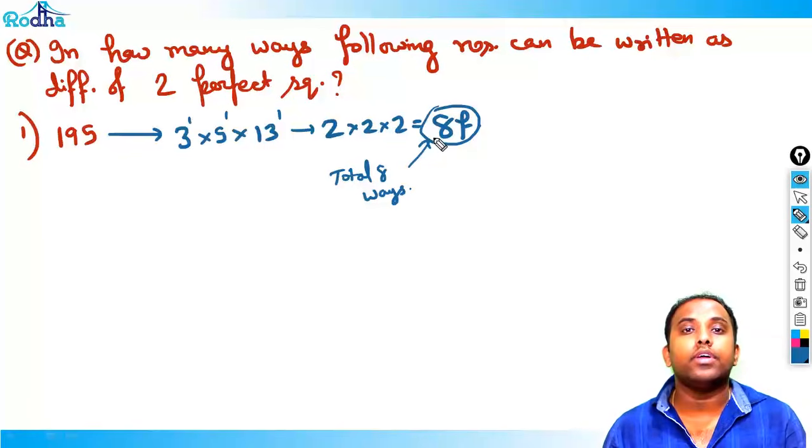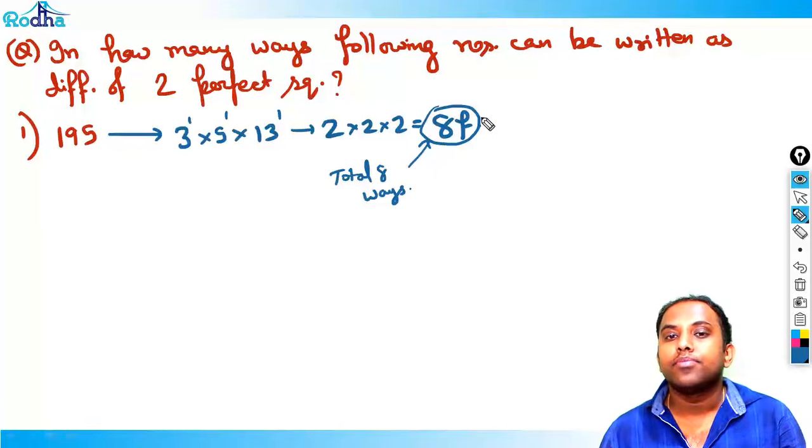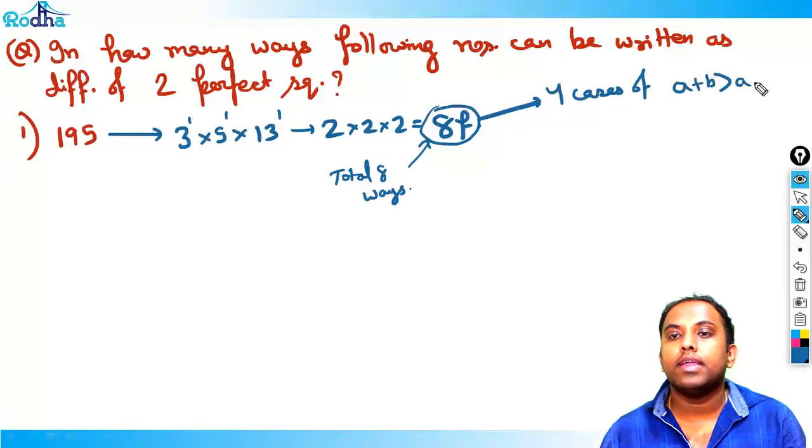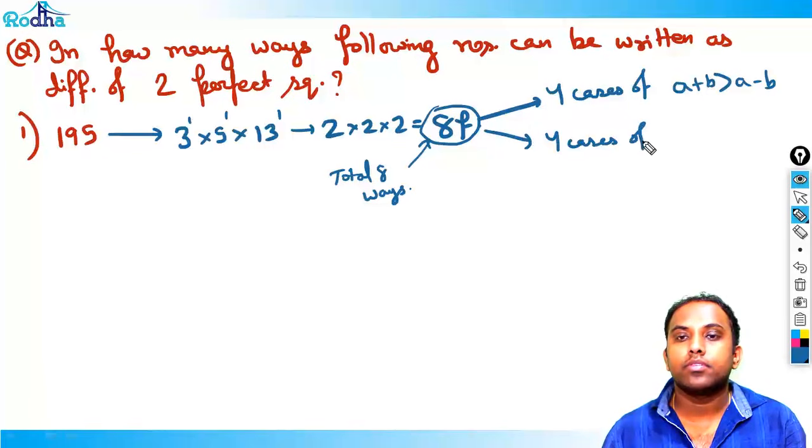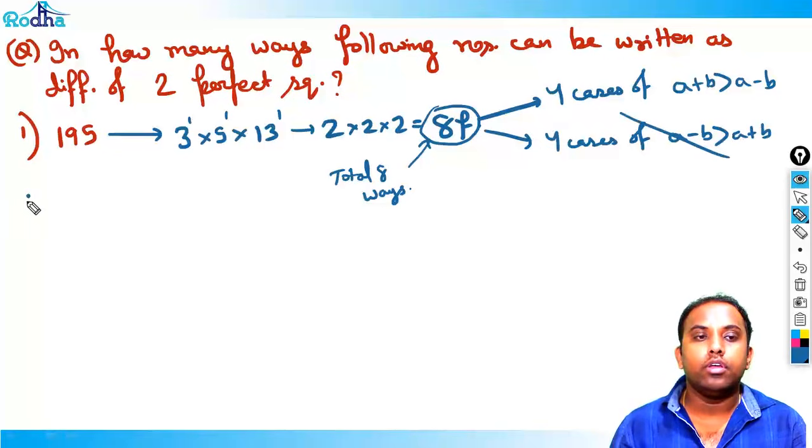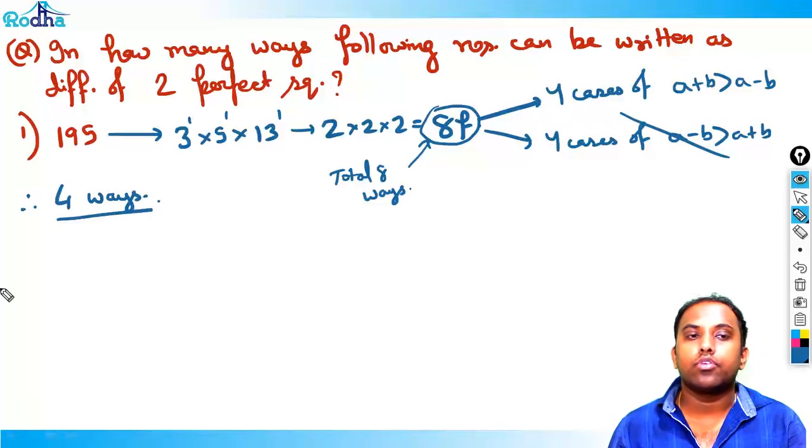Out of those 8 ways, there will be 4 cases of a plus b greater than a minus b, obviously, and 4 cases of a minus b greater than a plus b. Obviously this is not possible. Therefore our answer is 4 ways. You got it? Okay.